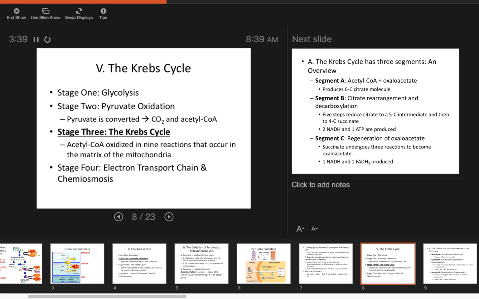Step 3 is the Krebs cycle. So we're going to take this acetyl-CoA, which is that 2-carbon molecule, and it's going to be oxidized in a series of 9 reactions in the matrix of the mitochondria. You need to know that the Krebs cycle happens in the matrix of the mitochondria. Pretty sure that is a multiple choice question. And I will get quizzes up for you, hopefully today during my prep. So focusing on the Krebs cycle.